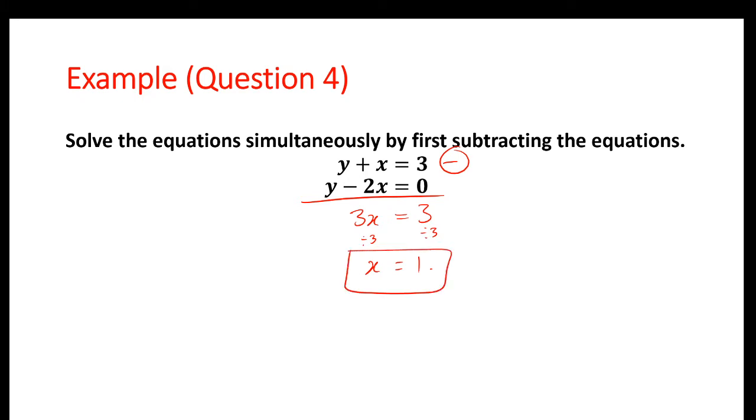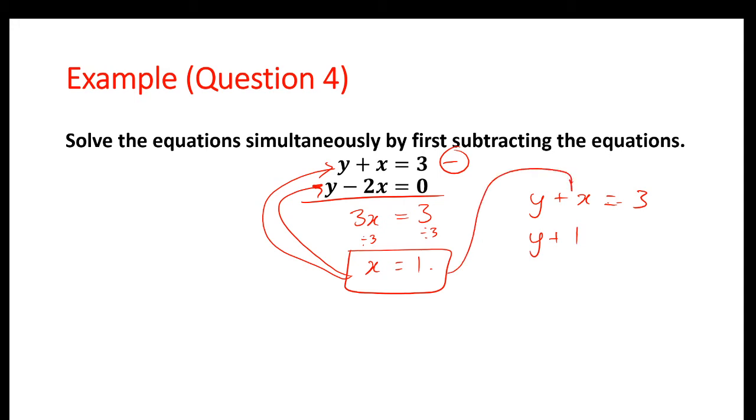Okay, now to find out what our other value is, so our y value, we're going to substitute that x into either one of these two equations. Now, it doesn't matter which one again, but I'm going to look for the one that looks the easiest, and I think the top one looks easier. So y plus x is equal to 3. So if x is equal to 1, that goes y plus 1. So remember putting it into that equation there. So y plus 1 is equal to 3. Subtract 1 from both sides, and that gives us y is equal to 2 as our solution. So there we go. There's our solution to that one.